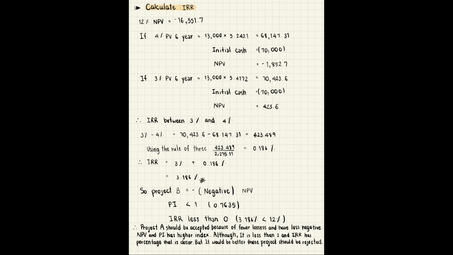3.186%. So project B has a negative NPV, PI less than 1, and IRR less than 0. Project A should be accepted because of fewer losses and a less negative NPV, and PI has a higher index, although it is less than 1, and IRR has a percentage that is closer, so it would be better. This project should be rejected.